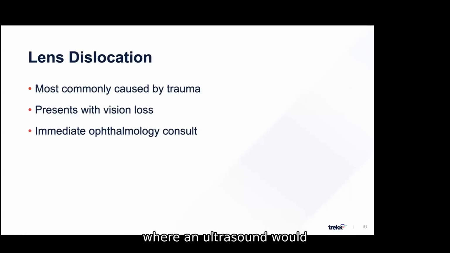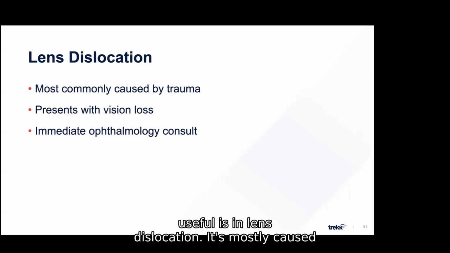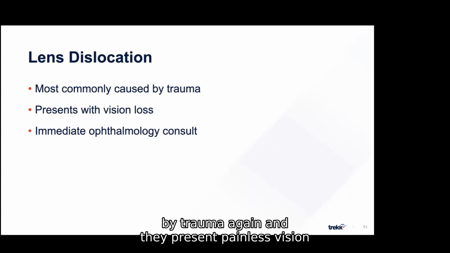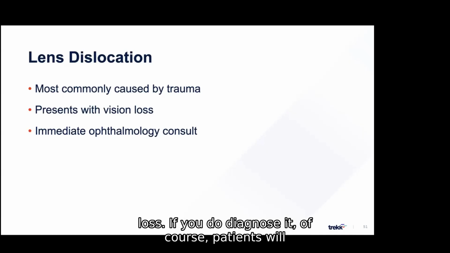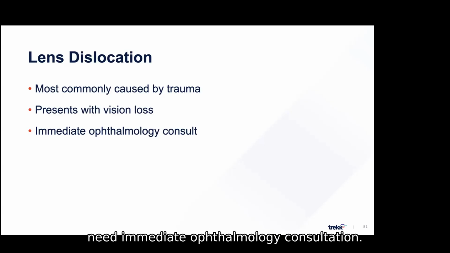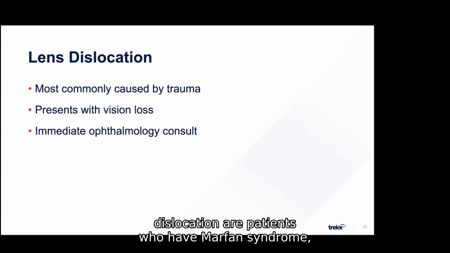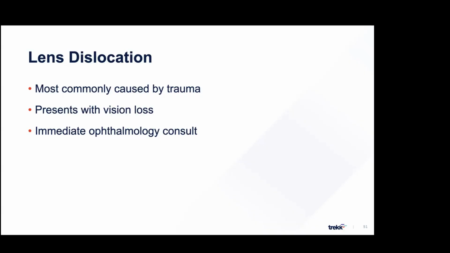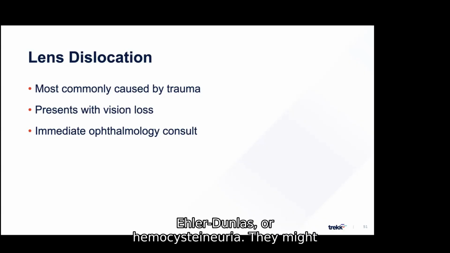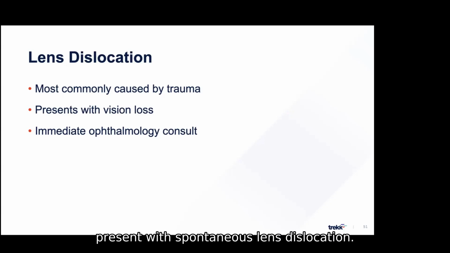Another condition where an ultrasound would be useful is in lens dislocation. It's mostly caused by trauma again, and they present with painless vision loss. If you do diagnose it, of course, patients will need immediate ophthalmology consultation. Other conditions that also might cause lens dislocation are patients who have Marfan syndrome, Ehlers-Danlos, or homocystinuria. They might present with spontaneous lens dislocation.